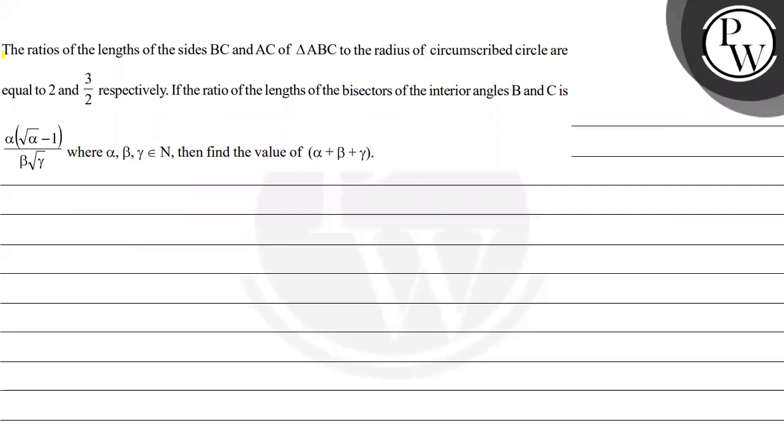Hello, bachcho. Let's see this question. The question says that the ratio of the lengths of the sides BC and AC of triangle ABC to the radius of the circumscribed circle are equal to 2 and 3 by 2 respectively. If the ratio of the lengths of the bisectors of the interior angles B and C is alpha into root alpha minus 1 divided by beta into root gamma, where alpha, beta, gamma belong to the natural numbers, then find the value of alpha plus beta plus gamma.